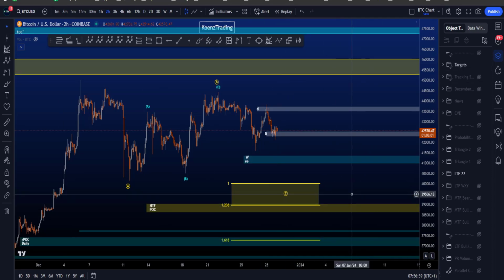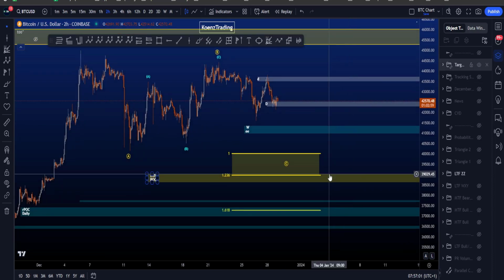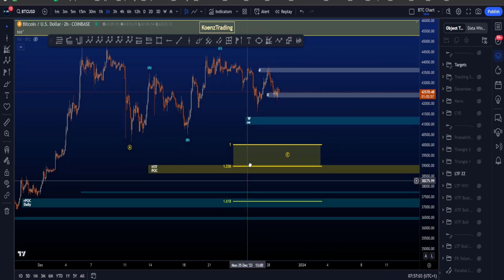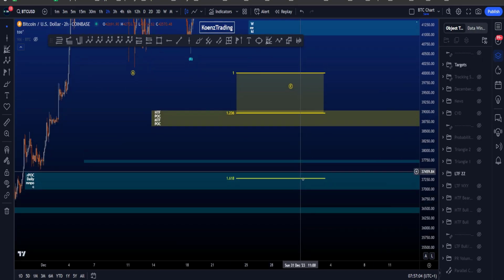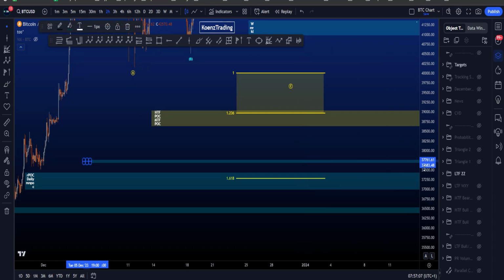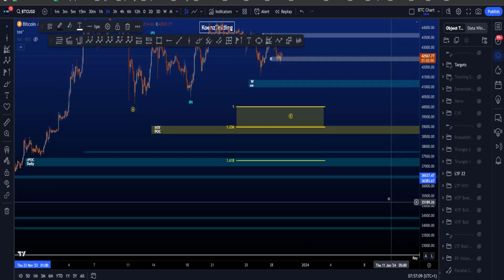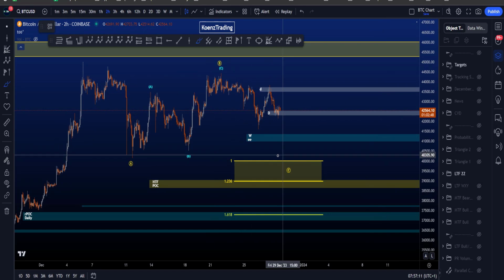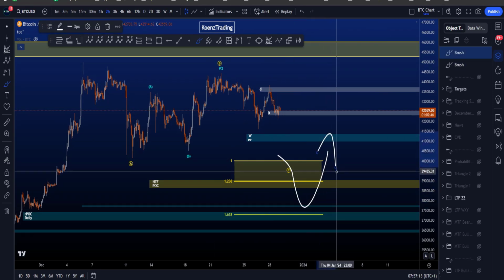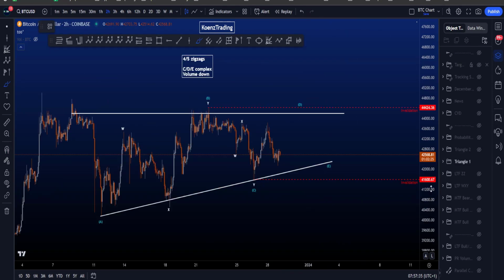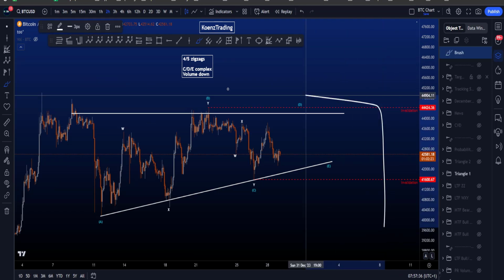You can see there's a bit of overlap with some support areas here as well, the golden box with the 1.236, but also a couple of blue support boxes here between 37.7k and 36.3k, to finally then look for a move back towards the upside. Now I also want to talk about two triangles in this particular video.